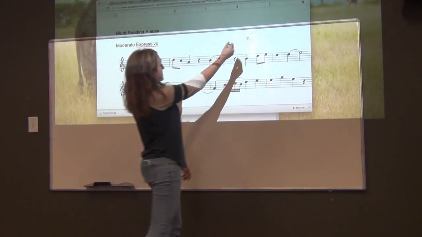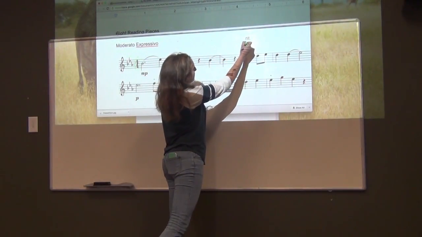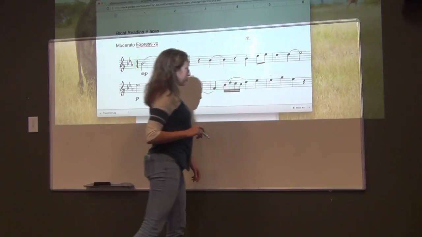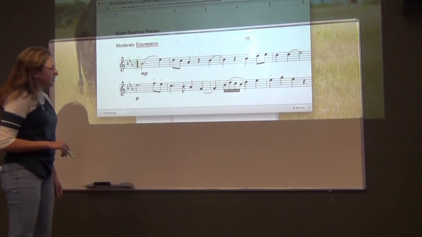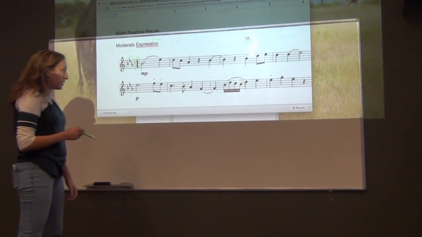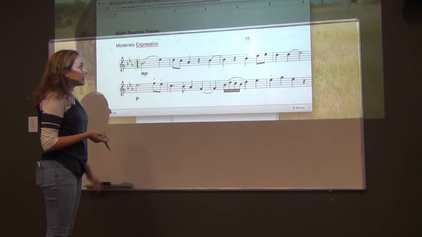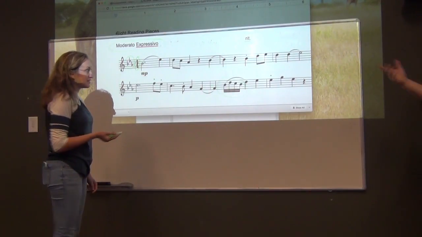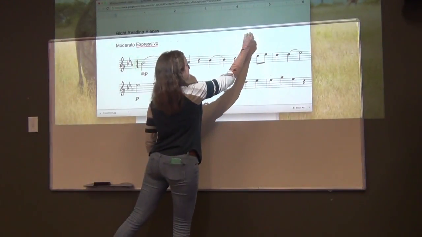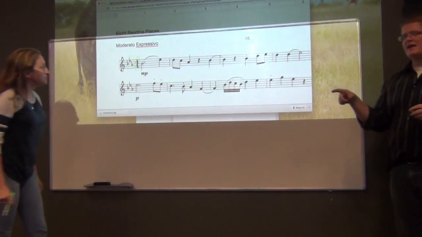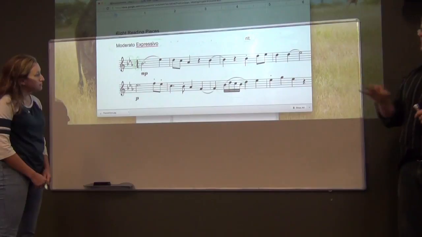There's also this over here. Oh, what does that mean? This means retardando. And what does retardando mean? That means that you slow down. So is that a type of tempo? Is it a tempo marking? I think so, yeah, because it dictates how fast or slow we're going to play it. Even if it's later in the piece, it's still important that we dictate that.